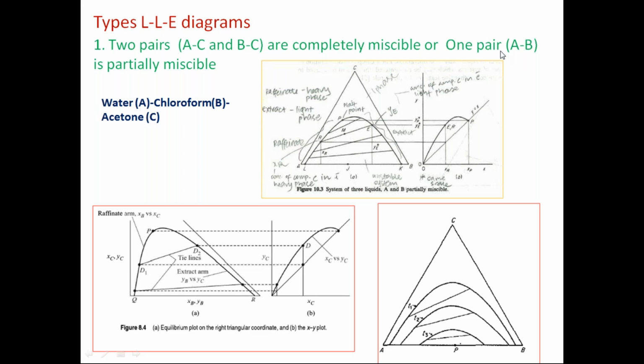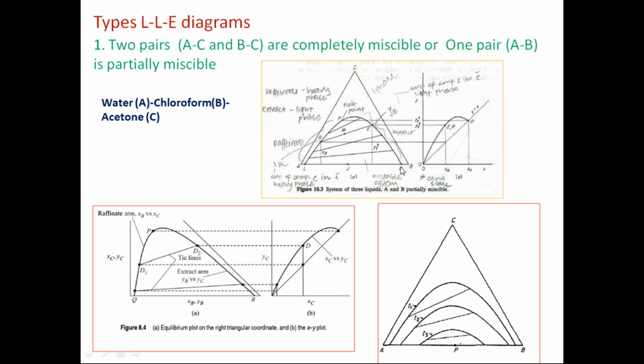But one pair, what is that pair? Water and chloroform. Water and chloroform are partially miscible, so they don't mix completely. That is the way you get this type of curve. This type of curve you will get, and see that in this curve A to L indicates the partial miscibility of B in A. Similarly, B to K, this small gap, indicates the partial miscibility of A in B.